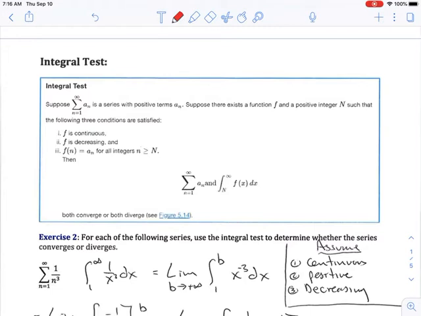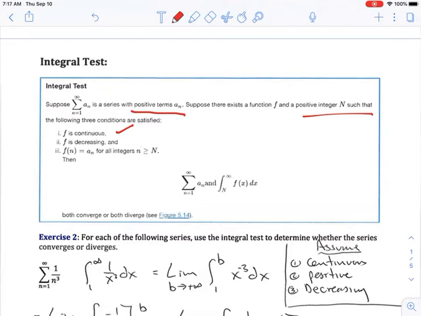So first of all, it says, suppose a series with positive terms, there exists a function and a positive integer n such that the following three conditions are satisfied. Number one, the function has to be continuous. Well, pretty much in calculus, all the functions that we deal with are continuous.